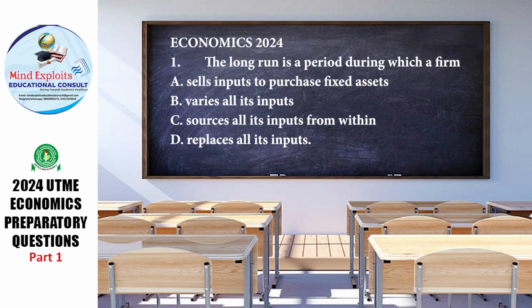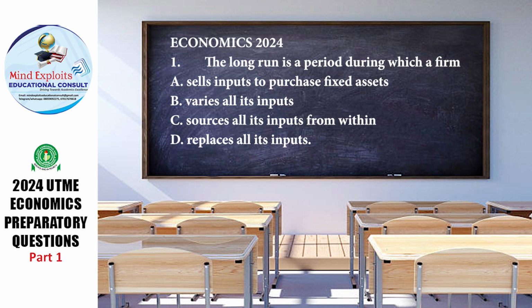Question number 1. The long run is a period during which a firm dash. Option A, sells input to purchase fixed assets. Option B, varies all its inputs. Option C, source all its input from within. Option D, replaces all its input.